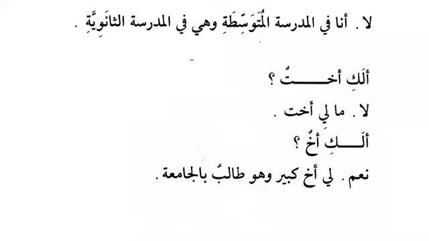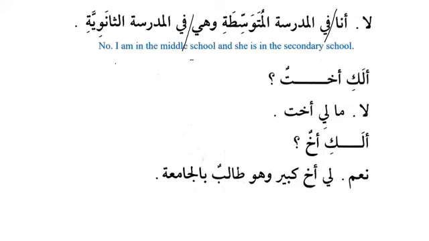La, no. أنا في المدرسة المتوسطة وهي في المدرسة الثانوية. So she says, I am in the middle school and she is in the secondary school. Alaki ukhtan, we have learned in the previous lesson that when we talk about relationships, we use the preposition li. And when li is used with attached pronouns, it changes into la, as we can see over here. So, alaki ukhtun, do you have a sister? La, no. Ma li ukhtun, no, I don't have a sister.